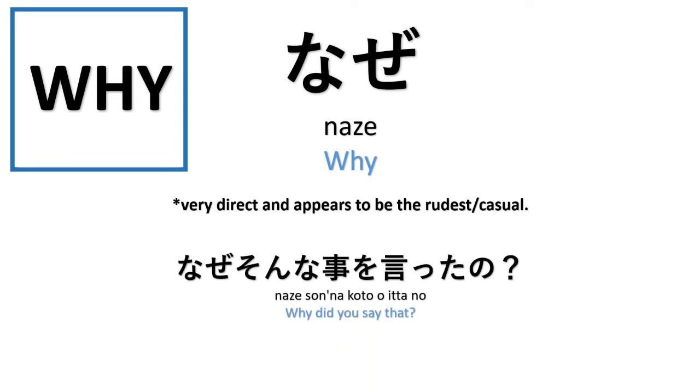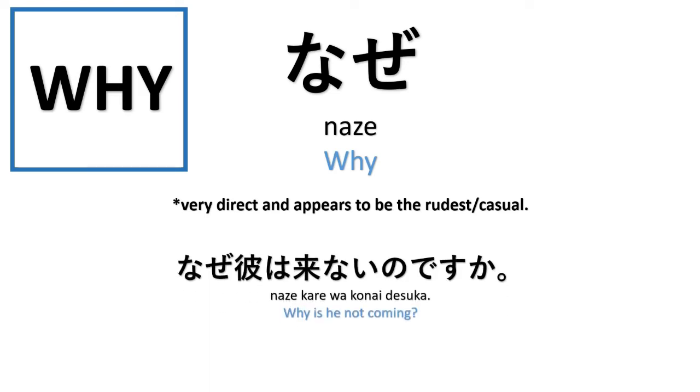なぜそんなこと言ったの? Why did you say that? Naze kare wa konai no desu ka? Why is he not coming?